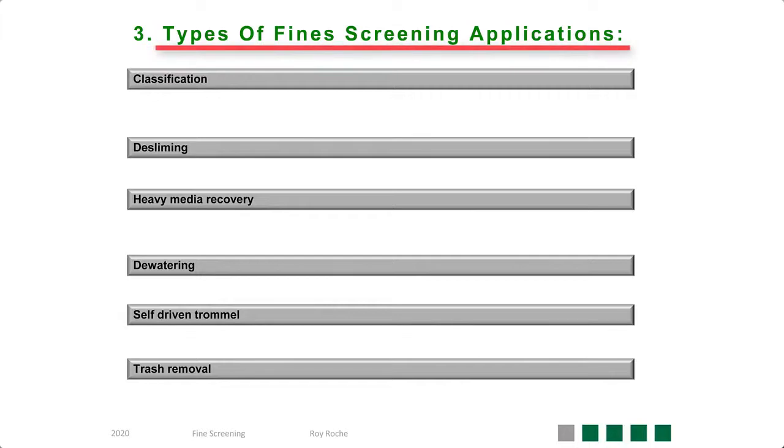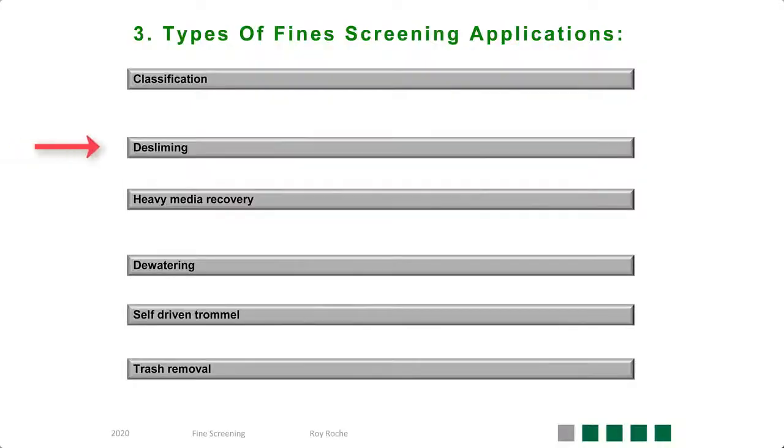The actual types of fine screening applications, of course, you've got your classic classification, which is the separation of undersize to oversize, your de-sliming applications, your heavy media recovery, which is a critical cost area, your dewatering applications, obviously for the reduction and reclamation of water, your self-driven trommel area, which Francois also alluded to, and your trash removal area for sands and organics, etc.